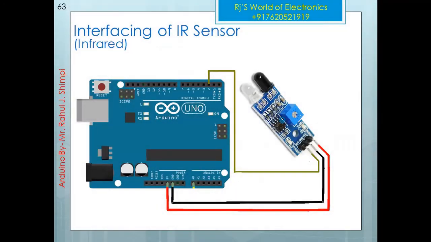This shows the circuit connection for the infrared sensor with Arduino. Pin 1 of the sensor is connected to a digital pin of Arduino. Pin 2 of the sensor is connected to the ground pin of the Arduino. Pin 3 of the sensor is connected to the 5-volt pin of the Arduino.